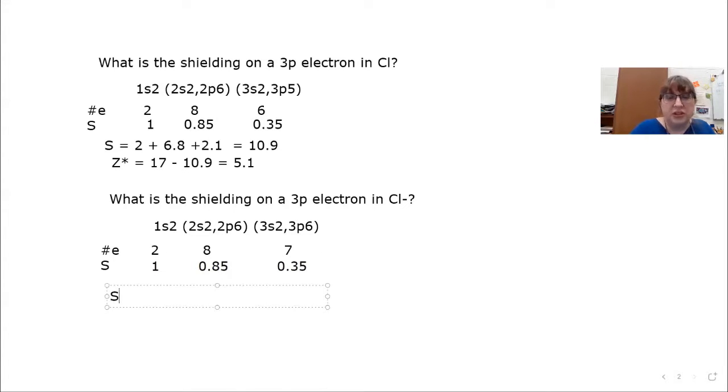So our total shielding is going to look similar. We're going to have 2 plus 6.8, but then that last number, instead of being a 2.1, is going to be a 2.45.